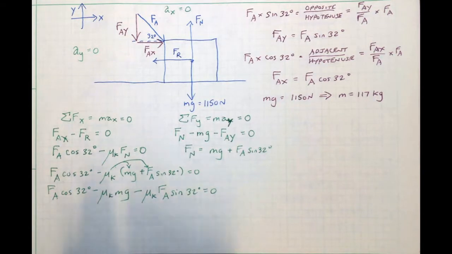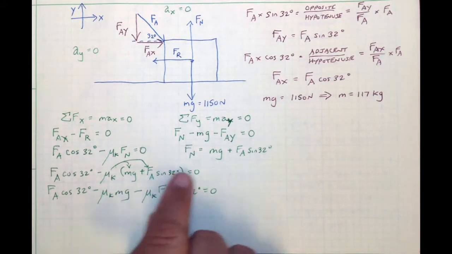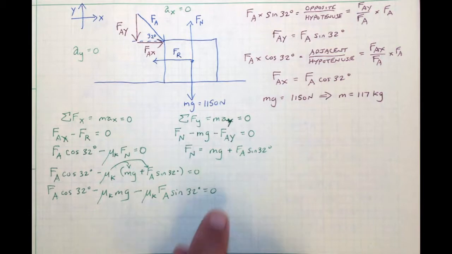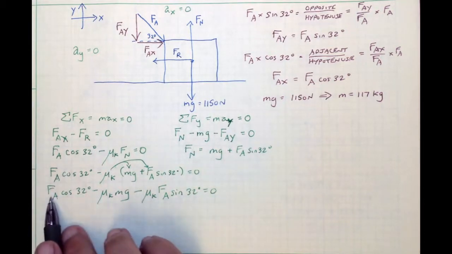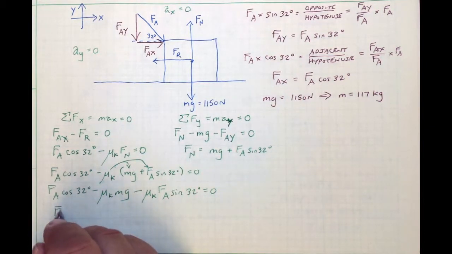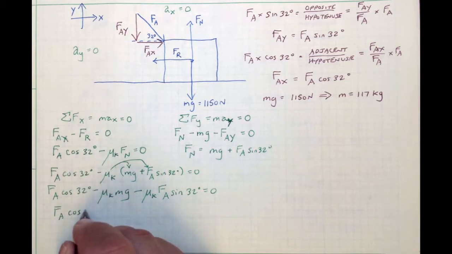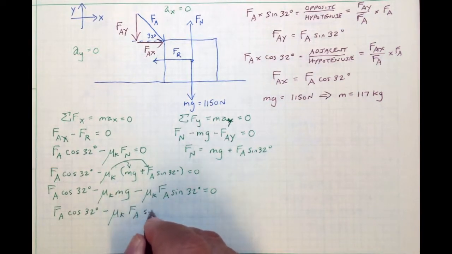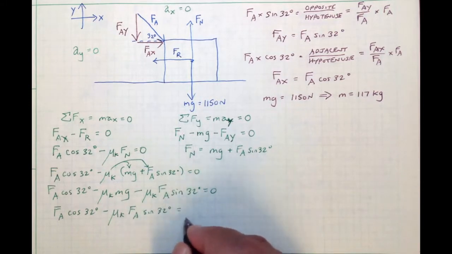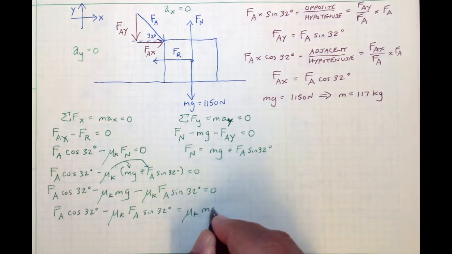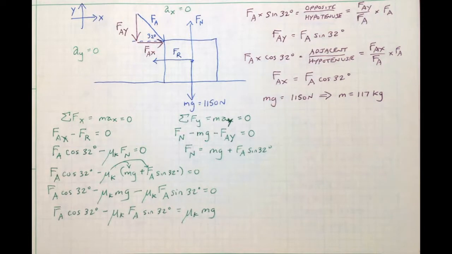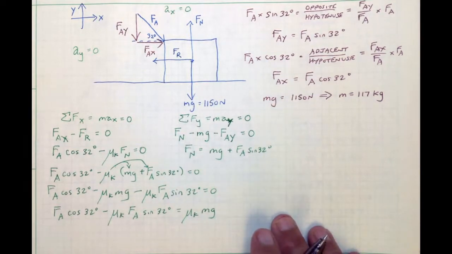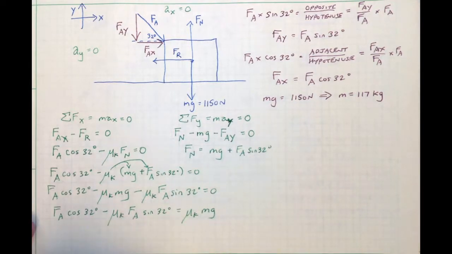Following the same process as we did last time, we take this over to this side of the equation to make it positive, because our goal is to solve for the applied force. And so we have Fa cosine 32 degrees minus mu k Fa sine 32 degrees equals mu k times mg. So now we are in a position to start plugging in numbers and doing calculations.